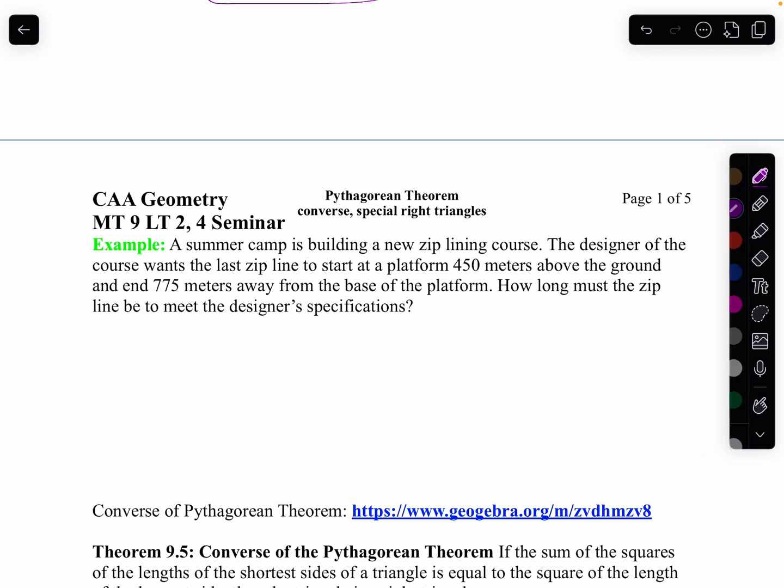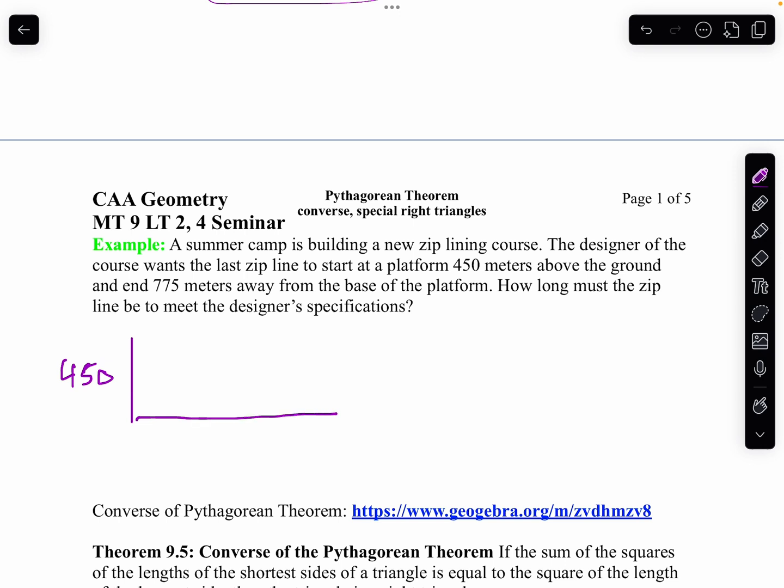So we'll draw this out. So it starts up here, and we know he's starting 450 meters in the air. He moves horizontally 775 meters. And then here's our zip line. And we want to know what the length of that is. Well, we'll call that C. So C squared equals A squared plus B squared. It's just like we did the other ones.